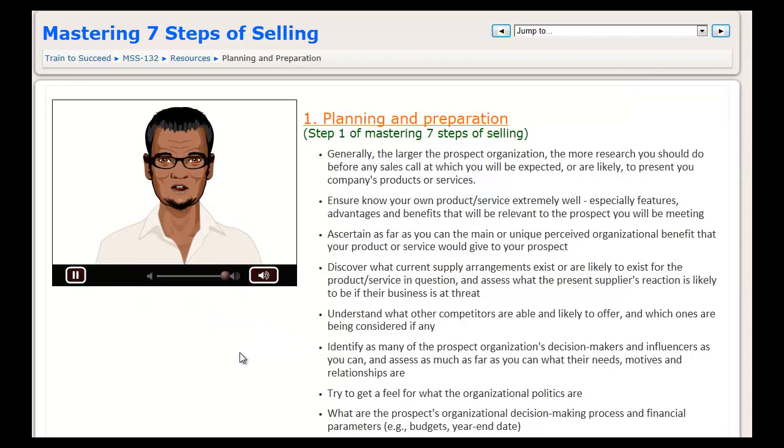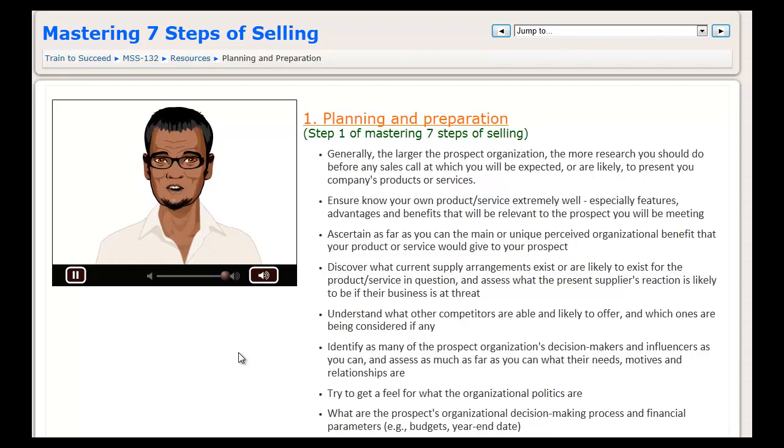Step 1. Planning and preparation. First, generally, the larger the prospect organization, the more research you should do before any sales call at which you will be expected, or are likely, to present your company's products or services. Second, know your own product or service extremely well, especially features, advantages, and benefits that will be relevant to the prospect you will be meeting.